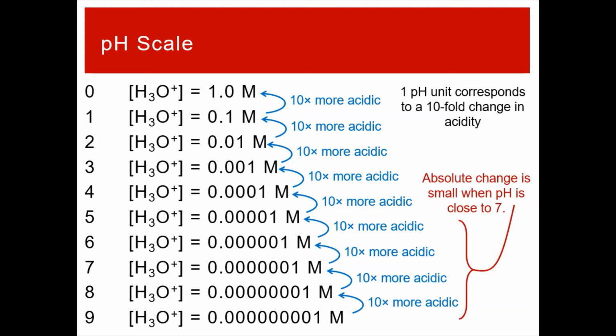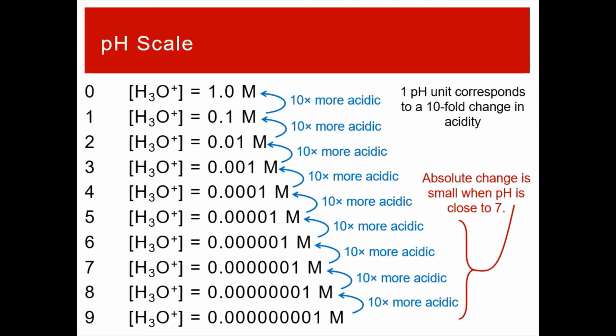One of the things to note about that is when you have pHs that are really close to 7, really close to being neutral, the absolute change is really, really small. At pH 7, it's 10 to the negative 7th molar. At pH 5, it's 10 to the negative 5th. That is barely a change in the absolute value. It may be 100 times more acidic, going from 7 to 5, but the actual amount of hydronium that's present isn't that big. Because you're starting small and multiplying it by 10, it's still small.